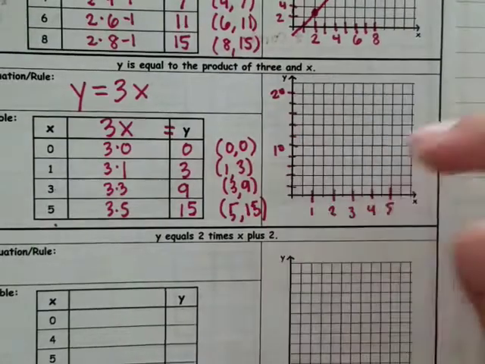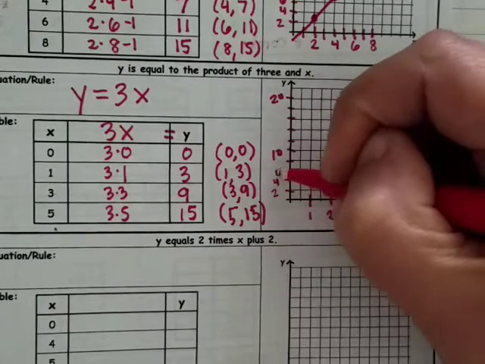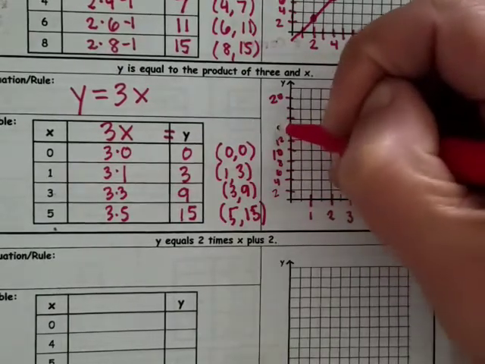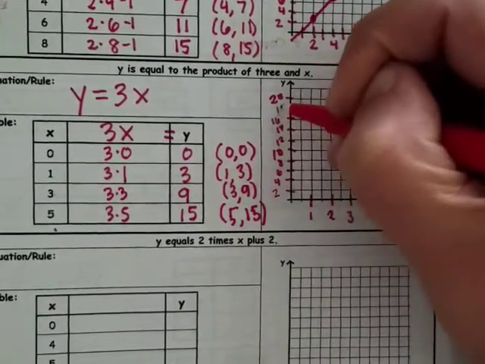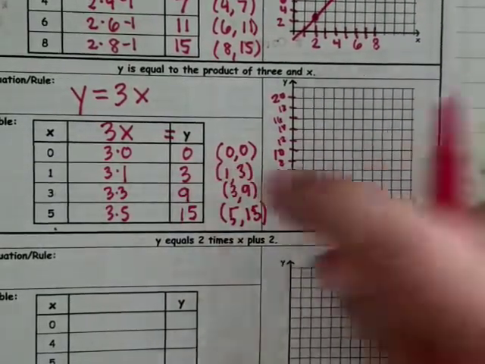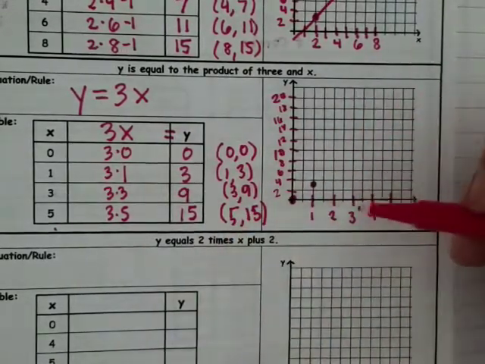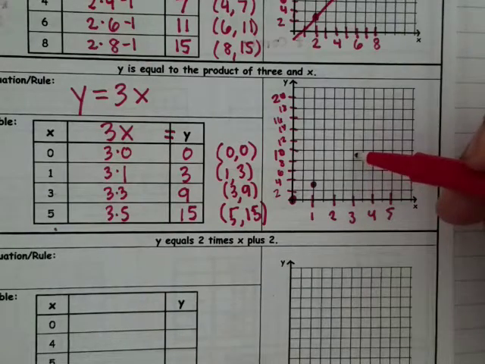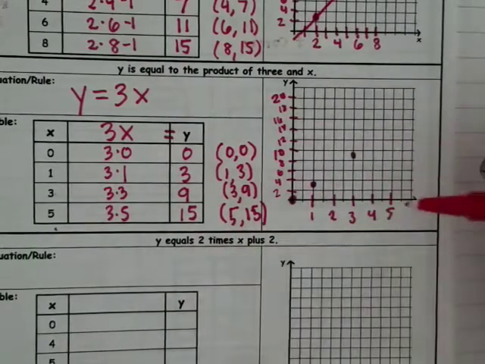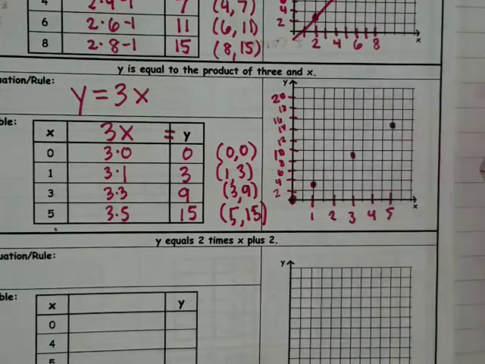If you want to go ahead and label the ones in between, you can. You do what you need to do. So I'm going to go ahead and start labeling them. All right, and then we're going to graph. (0, 0) is right here at the origin. (1, 3) is over 1, up 3. (3, 9) is over 3 and up to 9, which is going to be between the 10 and 8. And (5, 15) is over 5 and up 15, which is between 14 and 16. There we are.